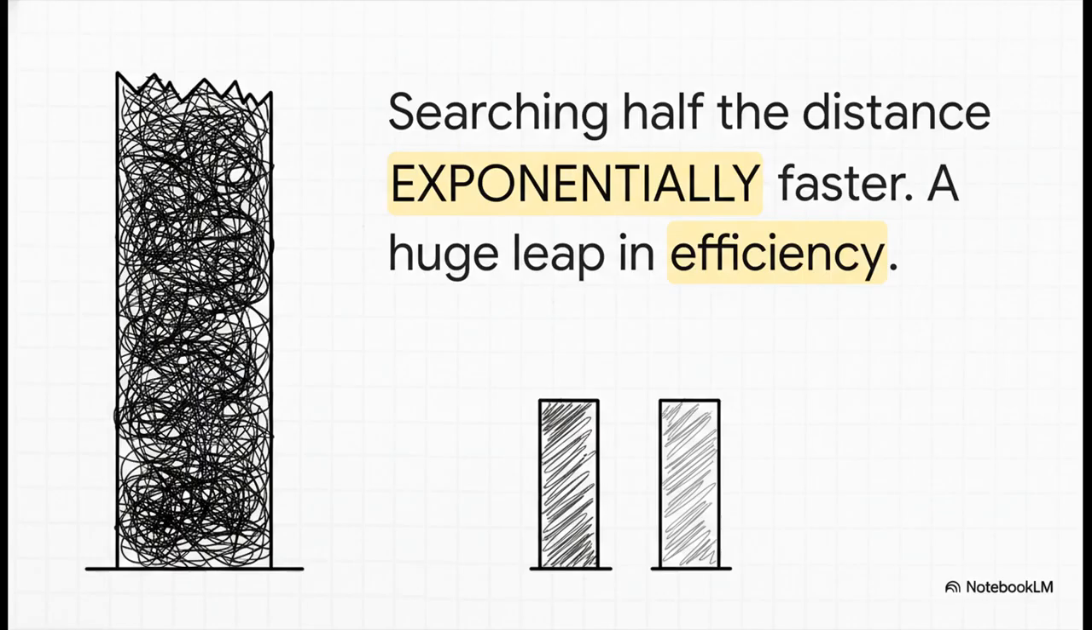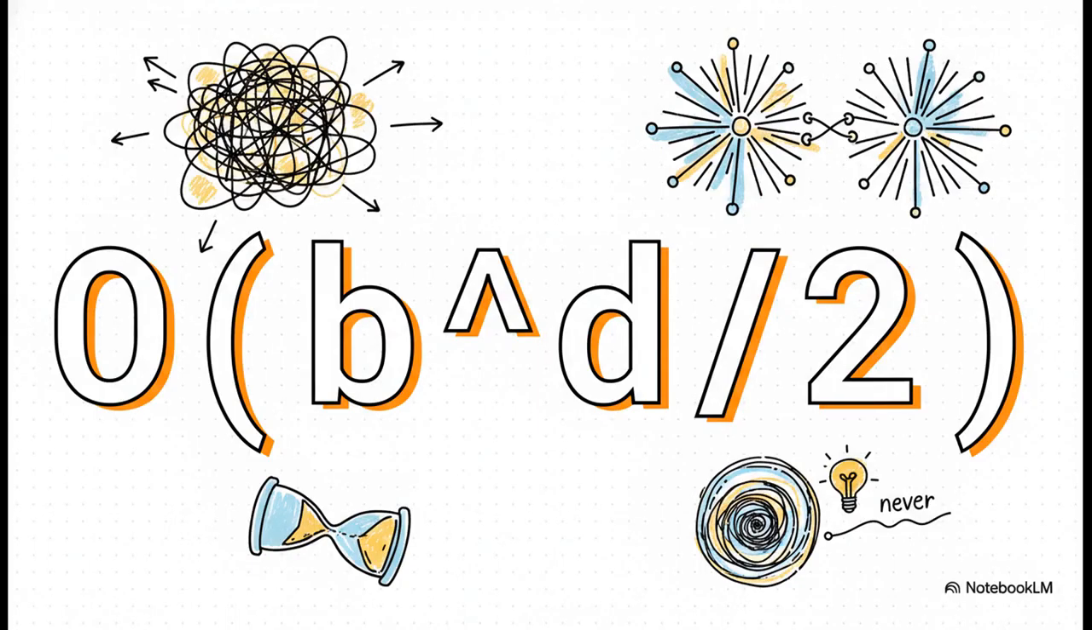It's just mind-boggling. So what this all boils down to is that the time and the memory you need drops from b to the power of d all the way down to b to the power of d divided by 2. And for any graph that's even moderately big, that is literally the difference between getting an answer in a few seconds and, well, never getting an answer at all.